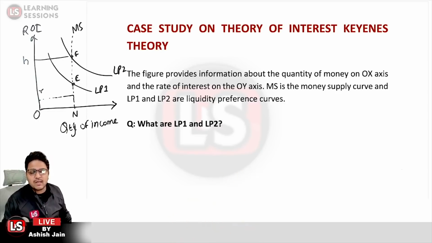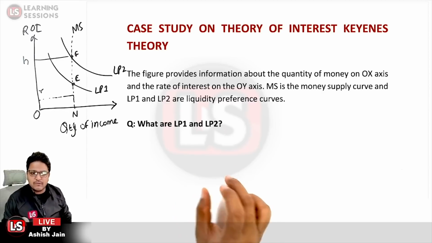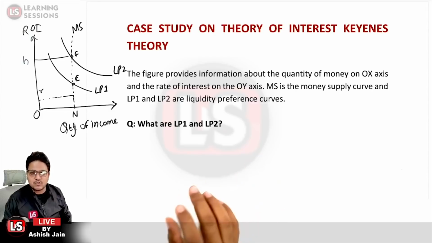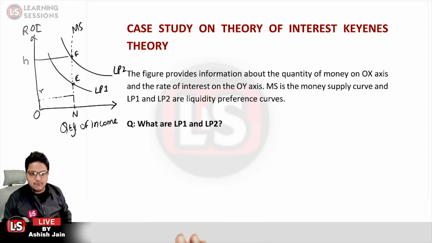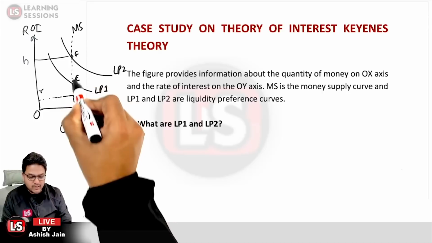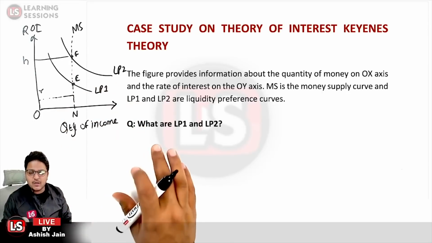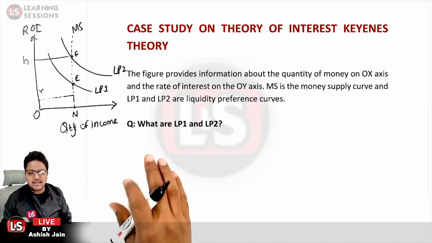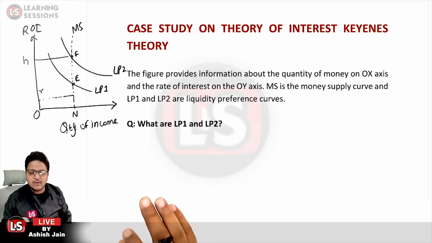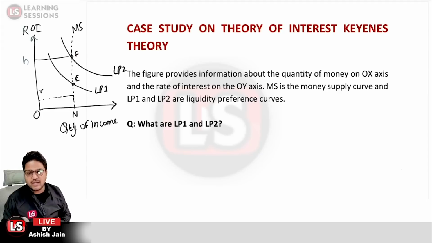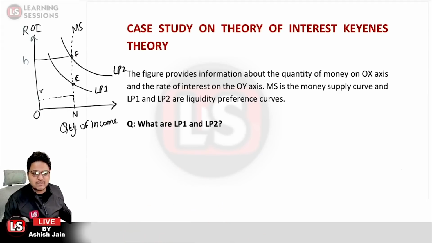Over here it says, what are the LP1 and LP2? So LP1 and LP2 are the liquidity preference curves, and these are also said to be the demand curves. For a particular money supply, if you just look at this dotted line over here, this is the money supply at some particular point. Okay, so now related to the other conditions, if the rate of interest increases or decreases, in that case the liquidity preference curve will change. So LP1 and LP2 are the demand curves or the liquidity preference curves.